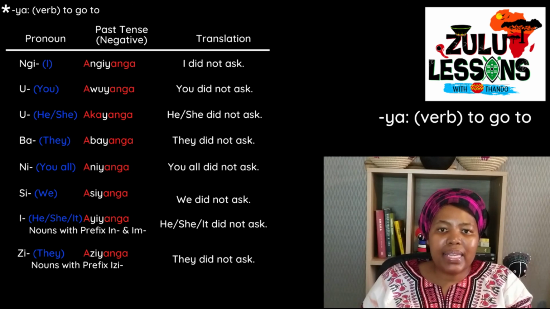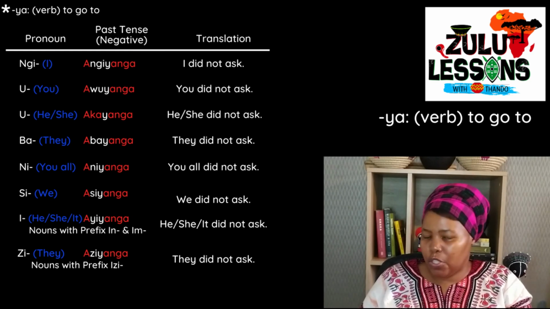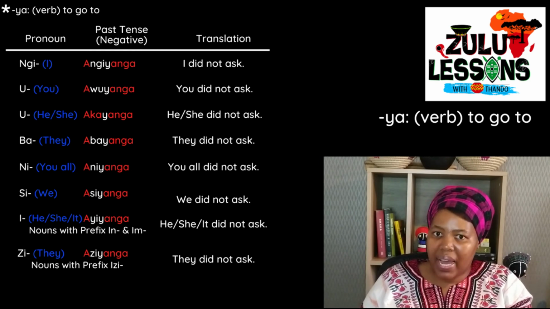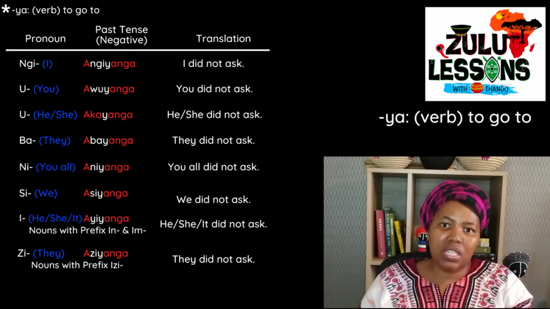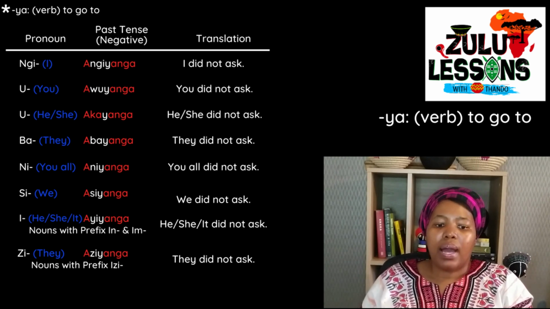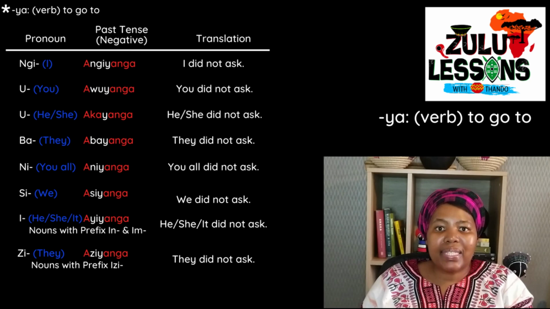Aniyanga, you all did not go. Asiyanga, we did not go. Ayiyanga. Do you hear that? All the nouns that start with in or im, they did not go home. So ayiyanga, he or she or it did not go home. And aziyanga, they did not go.